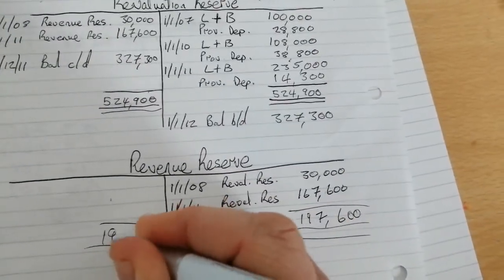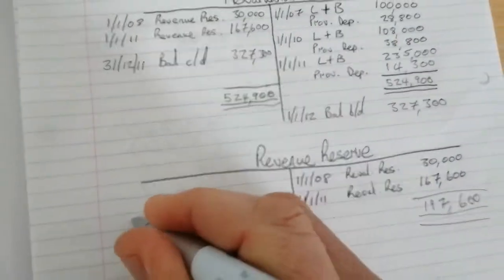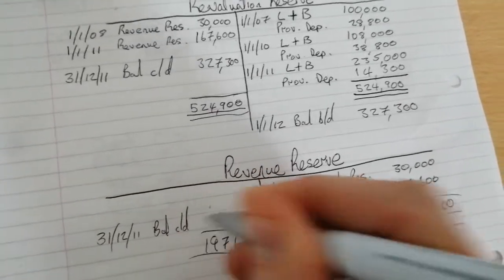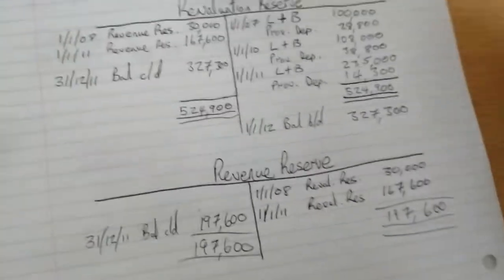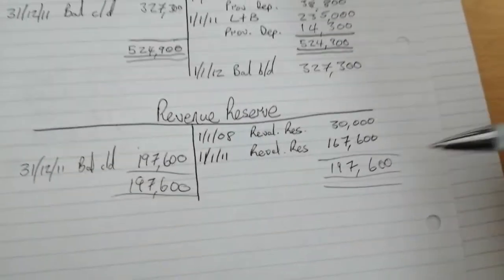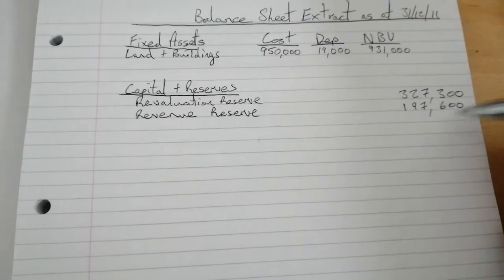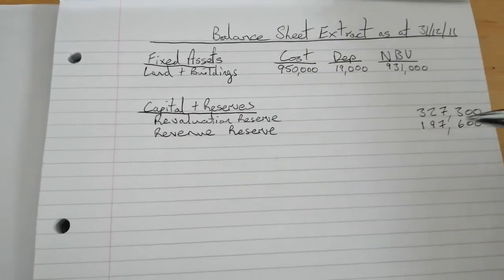So 197,600, then to balance this account, I would have had to have 31st of the 12th, 11 balance carried down, 197,600 to make these two totals the same. So you don't have to balance it like that. All you have to do is add these two figures together and you've got your amount for the balance sheet extract. So what did I say? 197,600. 197,600, and no adding, no totaling or anything like that. It's only showing you a part of the balance sheet, this part and that part, and that's it.